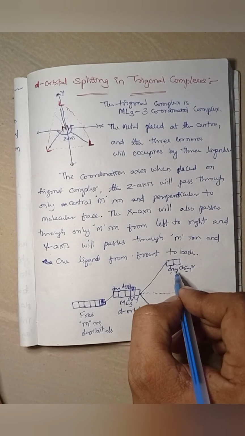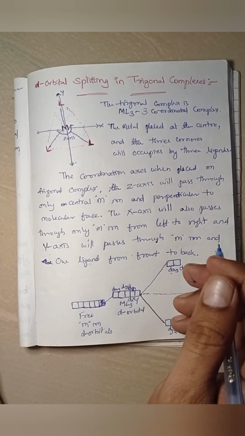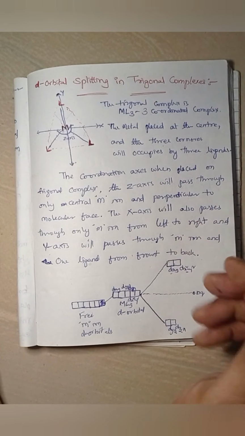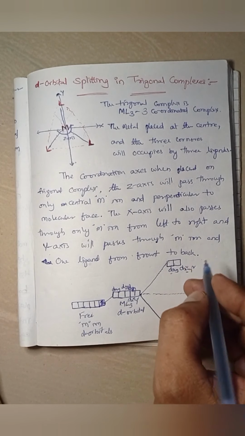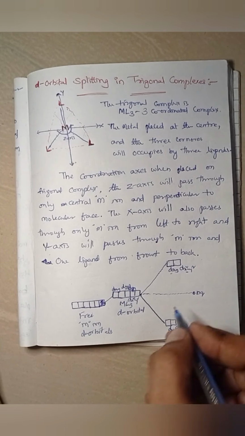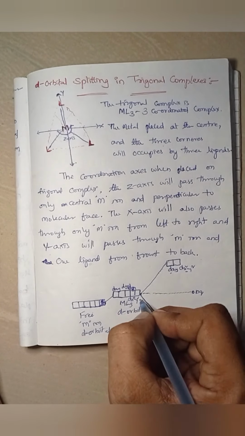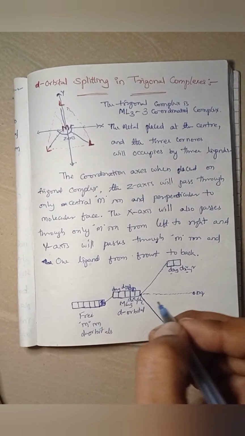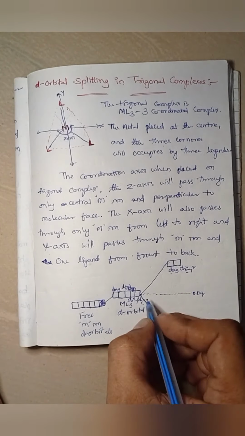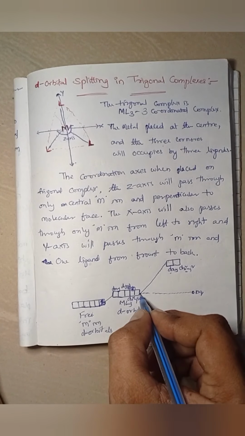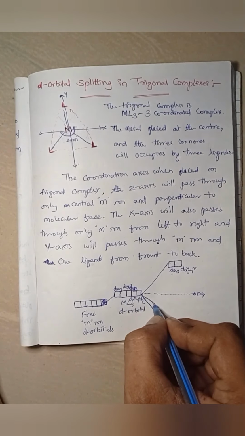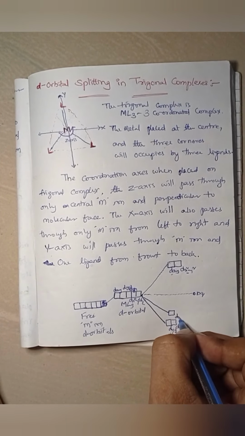So the dxy and dx square minus y square together exist at a higher energy level as a doubly degenerate state. Right. Now coming to the last orbital but not the least, the dz square orbital. The dz square orbital also stabilizes, reaches a lower energy state, since its lobes never have any interaction with ligand z.